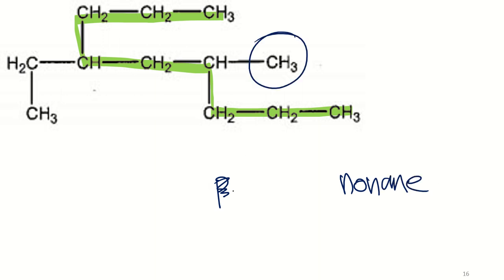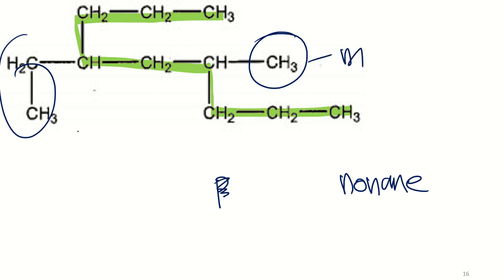Let's look at this one. So longest chain: 1, 2, 3, 4, 5, 6, 7, 8, 9. Okay, so we've got 9 in our longest chain. A few people may not get that, so just be careful. Always look for that longest continuous chain. So 9 is non. It's all single bonds. It's an alkane.